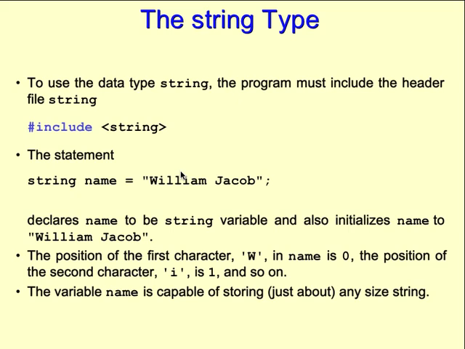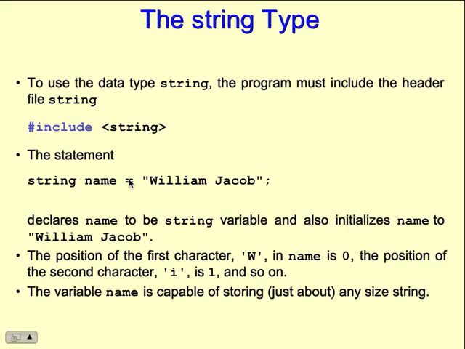And the position of the first character, W, in here is 0, and then we have 1, 2, 3, 4, 5. So we can actually treat this kind of like an array. Can you display the individual letters like name[0]? Name, and then right here you put the brackets and you put 0, and you'll get a W.